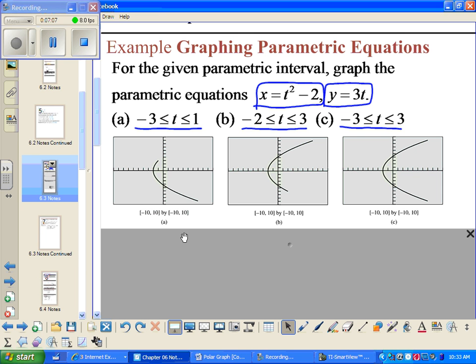type of case. Now that will change or could change when we get into using trigonometric functions, because there, if you have a larger interval, well, that just might mean you're going around the circle more than once. But we'll get into that in a little while.